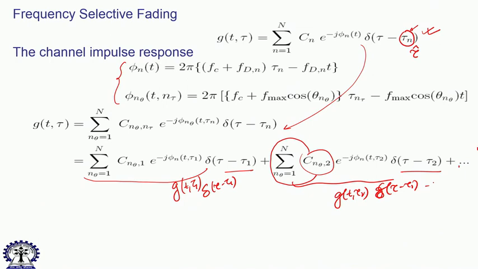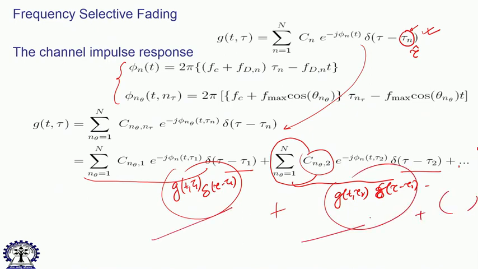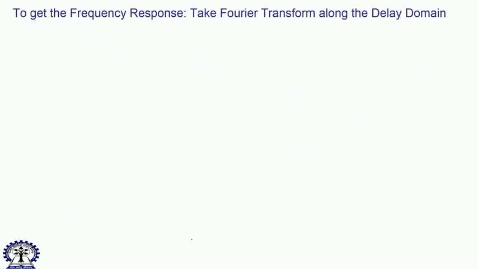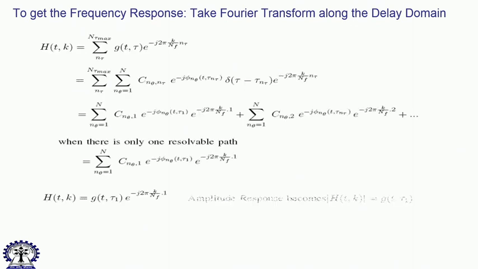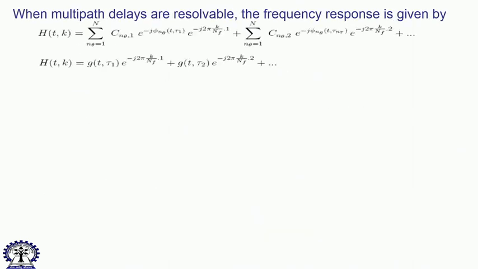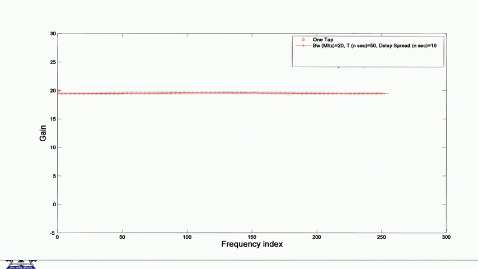Now, if you take the Fourier transform of this, it is a linear operator, so it is the Fourier transform of this plus the Fourier transform of the next, and so on and so forth. Each one of them is flat, that is for sure, but they come with a certain phase factor, and so when they add up together, they create a completely different picture. So, what we will see is that if you look at the graphical representation, if there is only one tap, only one equivalent delay, this is the frequency response that you are going to get.